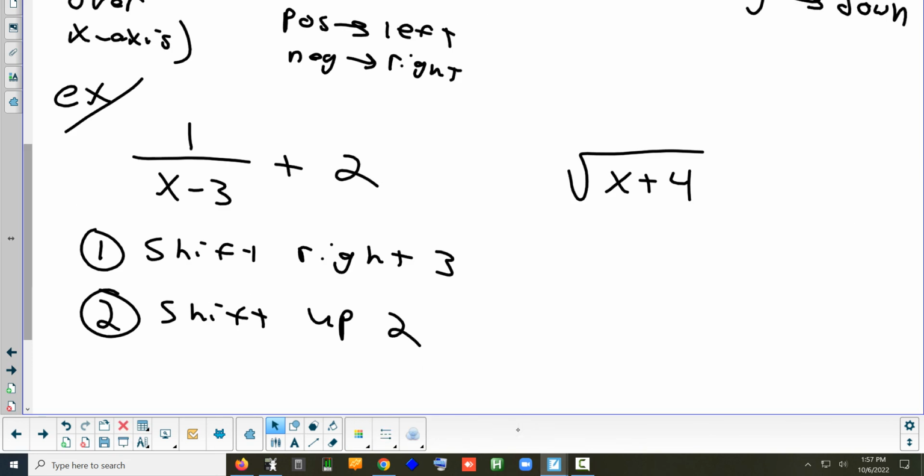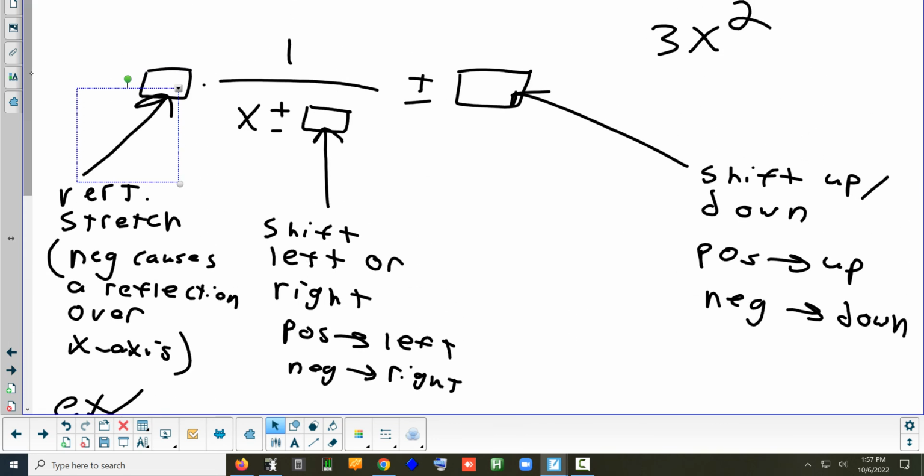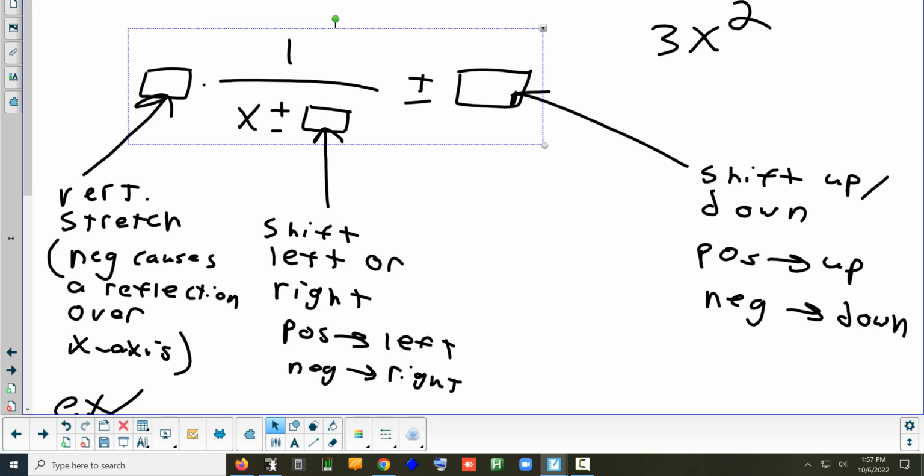Okay, so that's in general how transformations work on what we call rational functions. Look for a number in this box, and that box. And I've labeled what each one of them will do. You won't necessarily have every single number in every single problem.